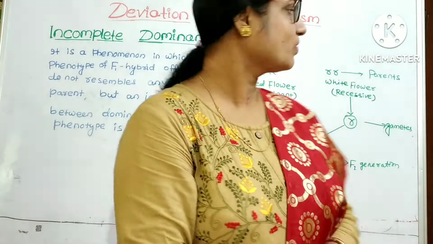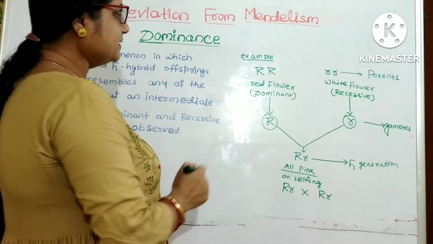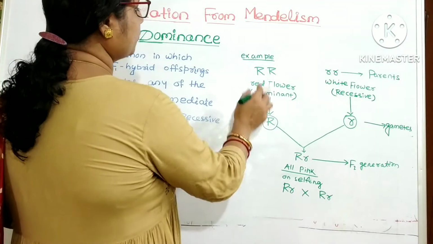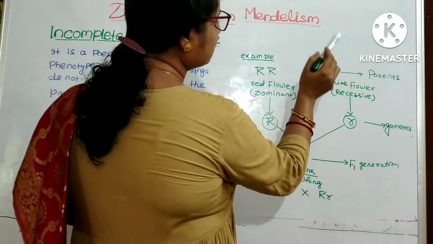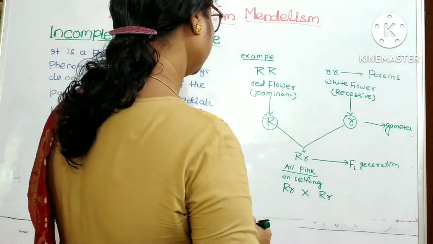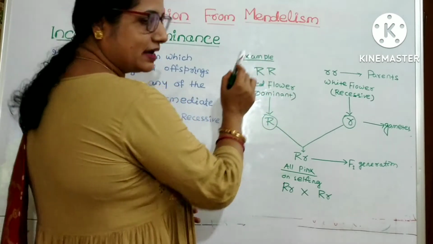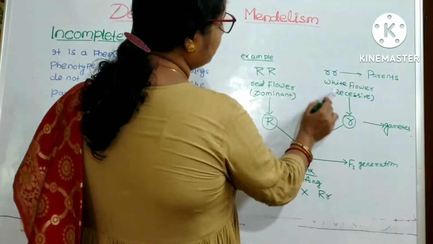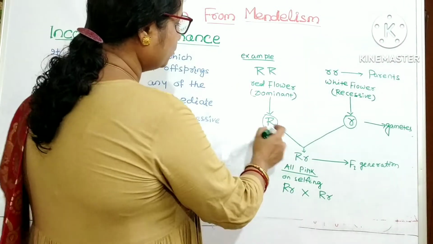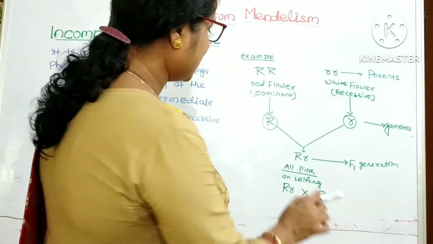Let's see an example. Capital R represents the red flower pea plant, which is the dominant character, and small r represents white flower, which is recessive. The gametes produced are capital R from capital R and small r from small r. In the F1 generation, when the two gametes fuse, they produce the genotype capital R small r.